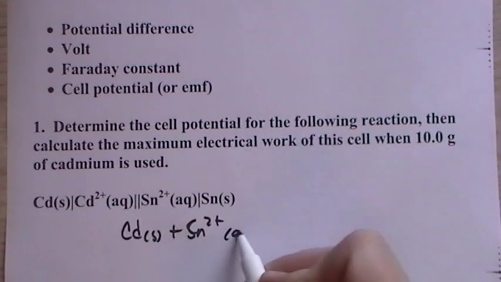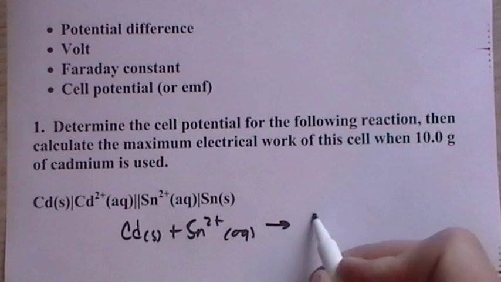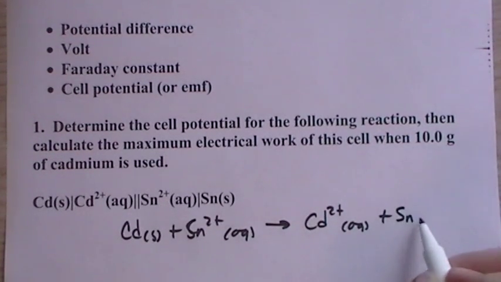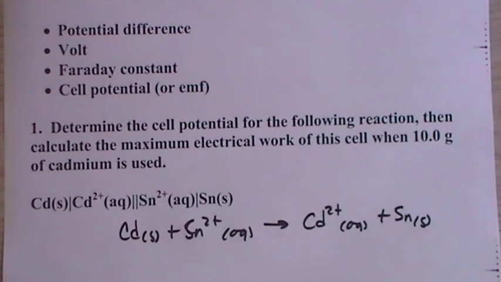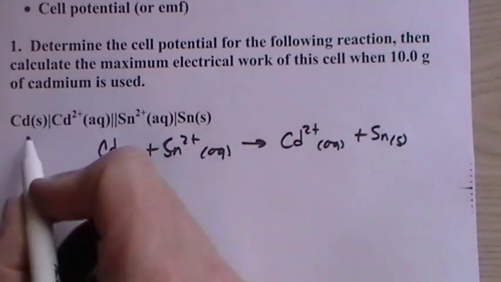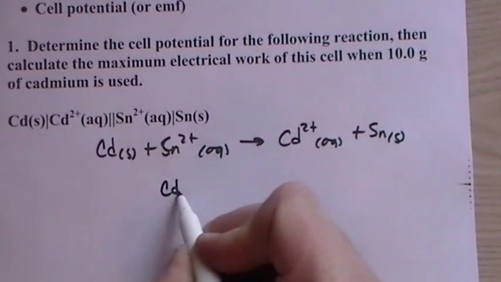tin. So you should get used to taking the cell notation, which is the shorthand version of it, and putting it into this form, and then we can break it up into its half cell reactions, and you could take it directly from here if you wanted.